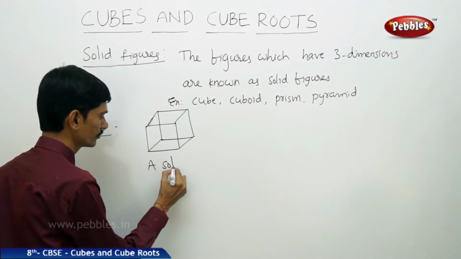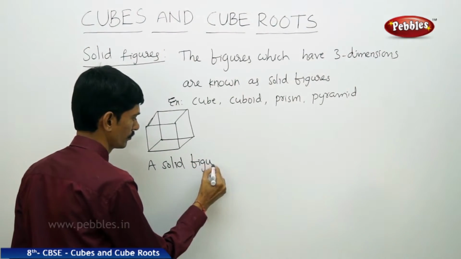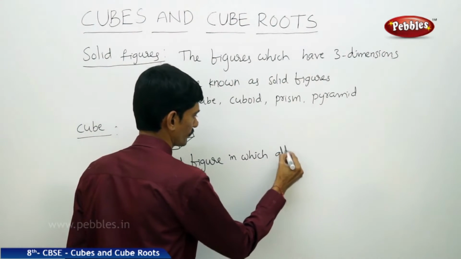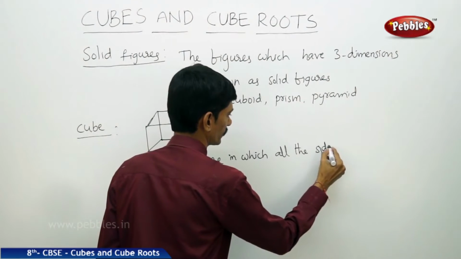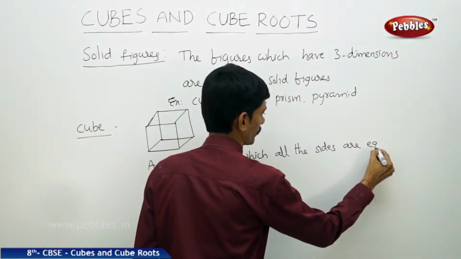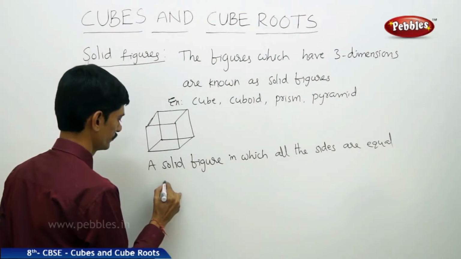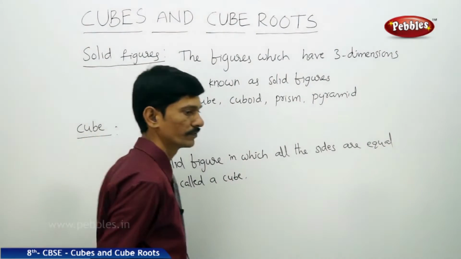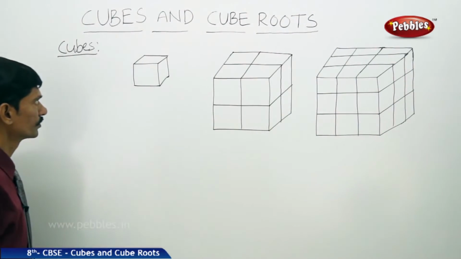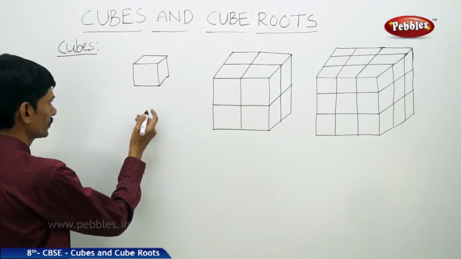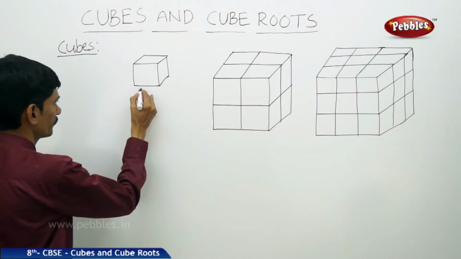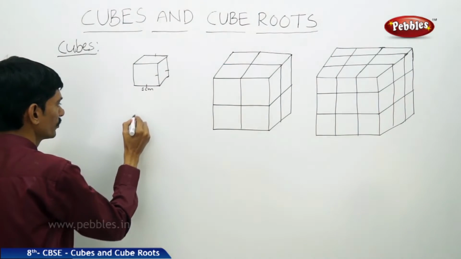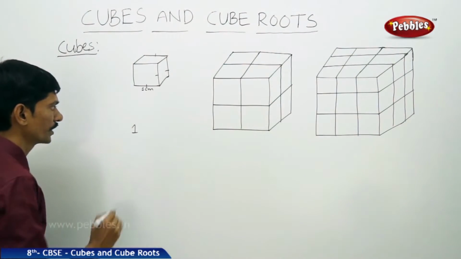A solid figure in which all the sides are equal is called a cube. Now let us take some cubes whose side is 1 centimeter. In the first figure, the side of this cube is 1 centimeter, meaning all the sides are equal. So there is only one cube whose side is 1 centimeter.